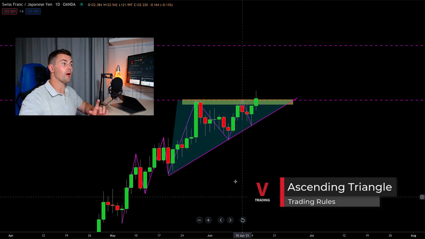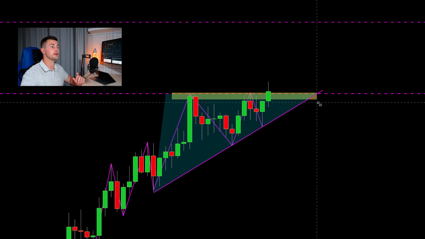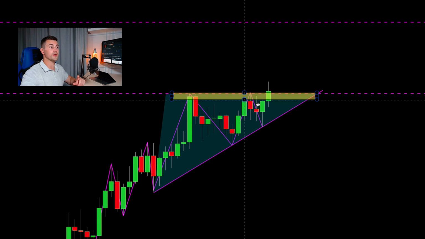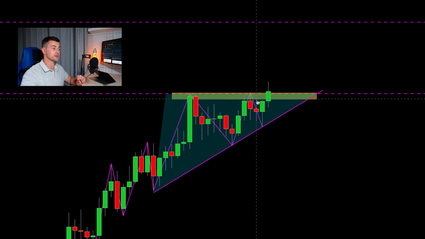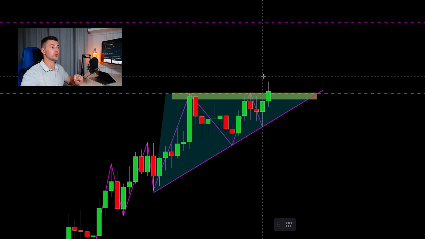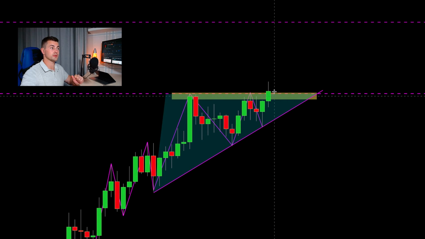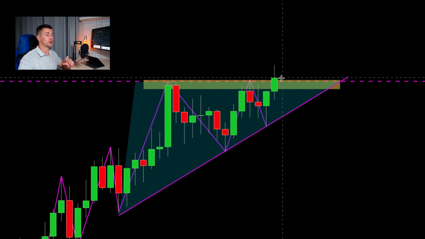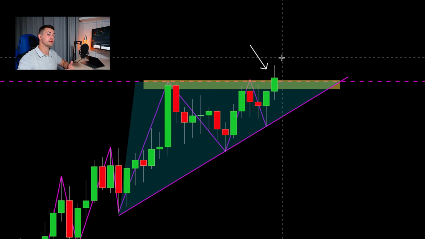First thing for us is to properly underline the resistance of the triangle. As you can see here, our resistance is based on the wicks of these equal highs and on their bodies, so that we have quite a narrow area of resistance. And what we are looking for right here is the daily candle close above that structural resistance. Yes, we need the daily candle to close above. We don't need the wick above, but we need the candle close. Once we see the daily candle close above that resistance, then we can look for the entries.